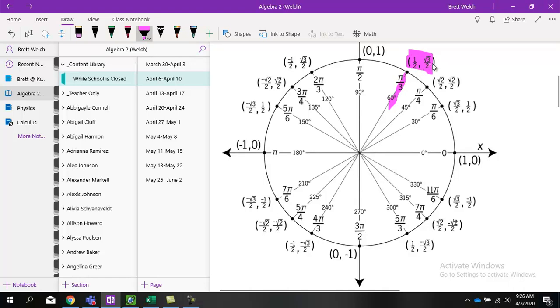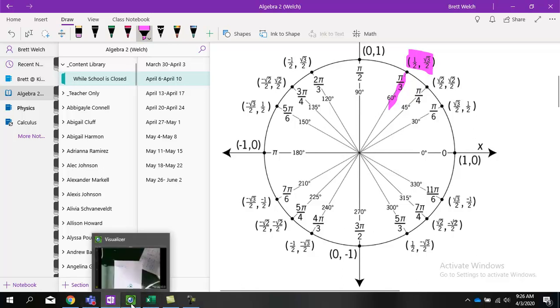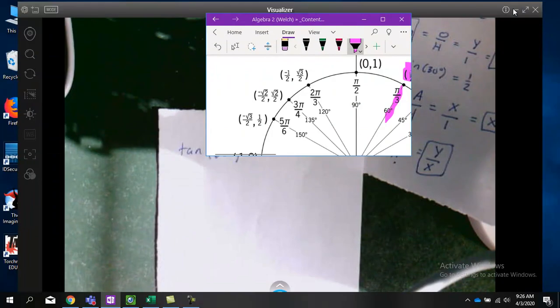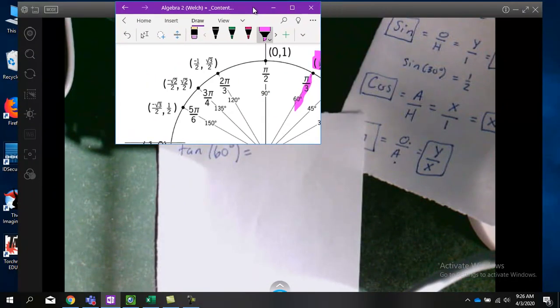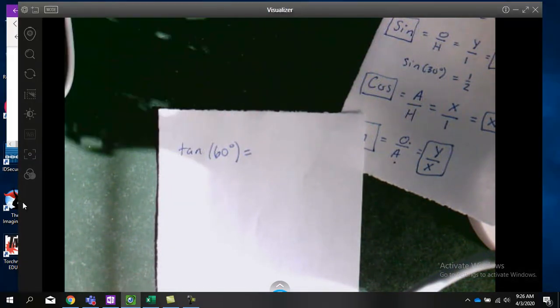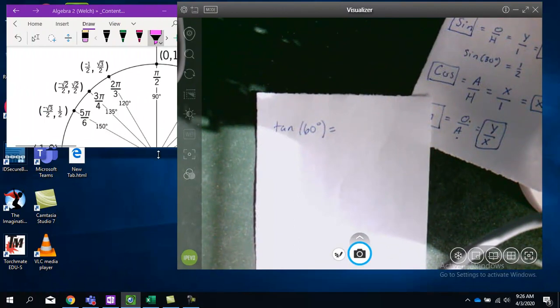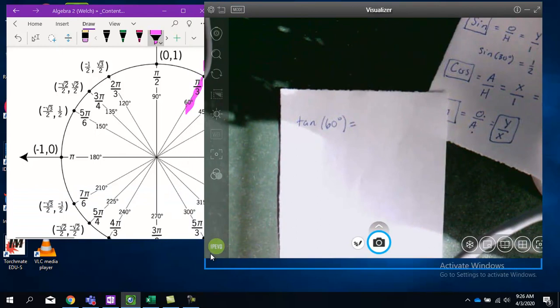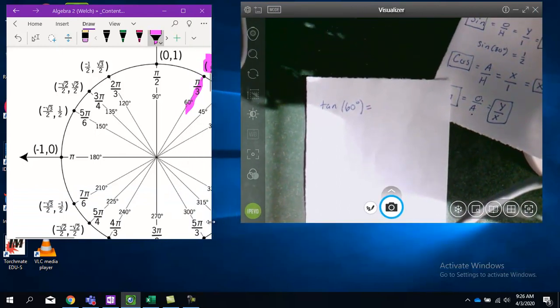Now the tangent has been defined as y over x. My y coordinate is root 3 over 2. My x coordinate is 1/2. So I'm going to take my paper here. Maybe I should split screen this a little bit. All right. So I'm going to try to do this right. Doing this live is a little bit different, but we're going to get this set up just right.